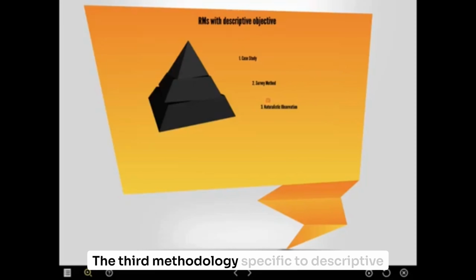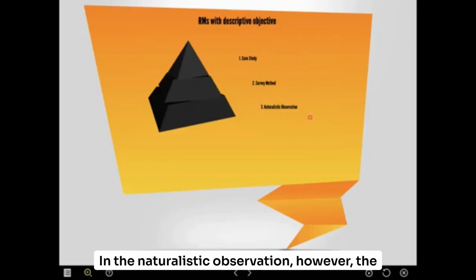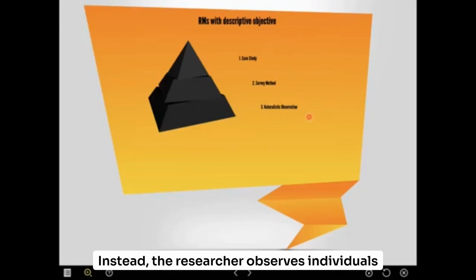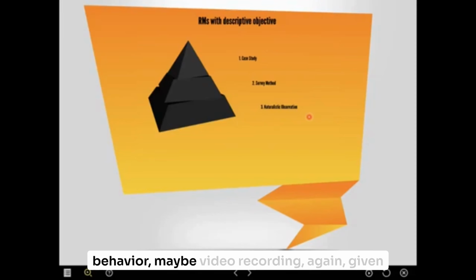The third methodology specific to descriptive objective is naturalistic observation. Now, in the case study and the survey method, the researcher actually asks the individual questions. In naturalistic observation, however, the researcher doesn't ask the questions. Instead, the researcher observes the individuals in their natural setting. For example, maybe you're interested in the play behavior of 3-year-olds or the play behavior of 5-year-olds. Now you go to that place, you observe the behavior, maybe video record it. Again, keep in mind you need permission to do that.